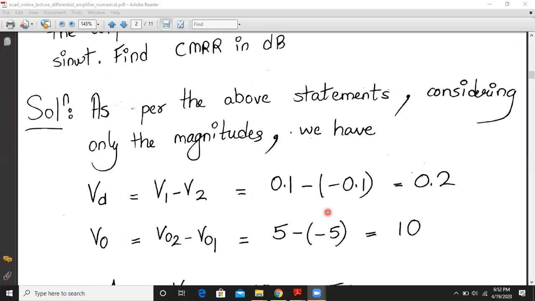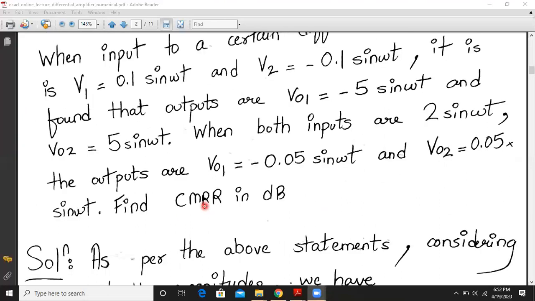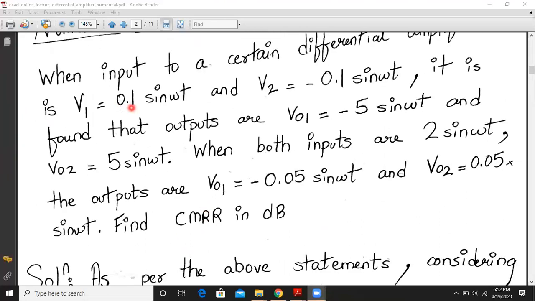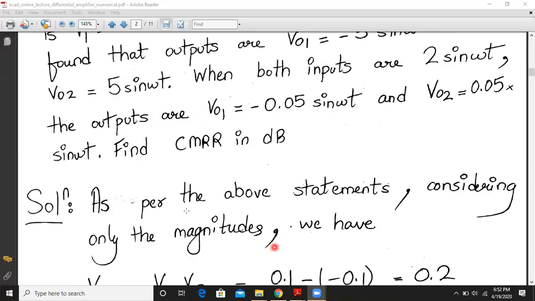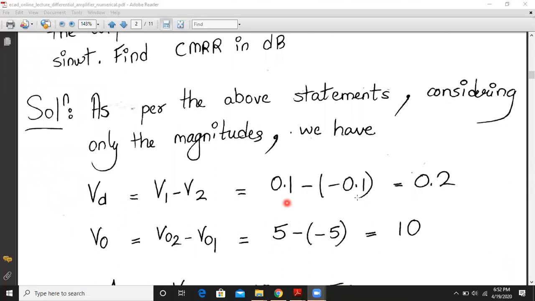As per the above statements and considering only the magnitudes, we have Vd equal to V1 minus V2. Here V1 is 0.1, we are only considering the magnitude, and V2 is minus 0.1. So V1 is 0.1 minus of minus 0.1. So the differential input voltage becomes 0.2. Now we are considering one case, that is we are considering output VO2 to be greater than VO1. This is just an assumption. We can consider the other way around also.